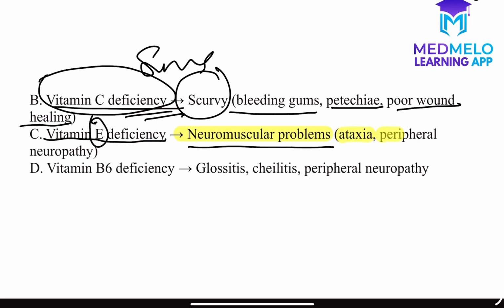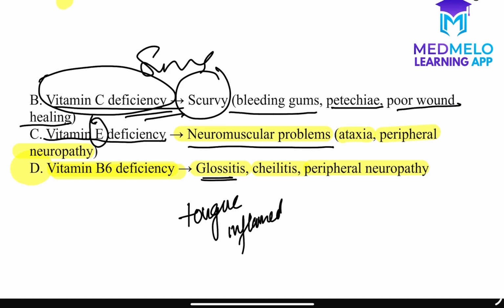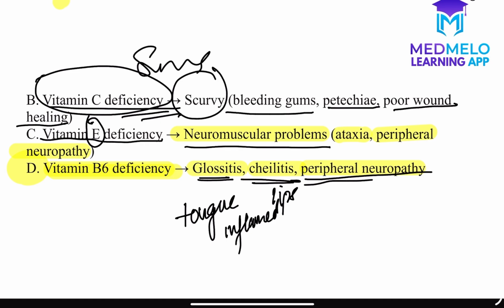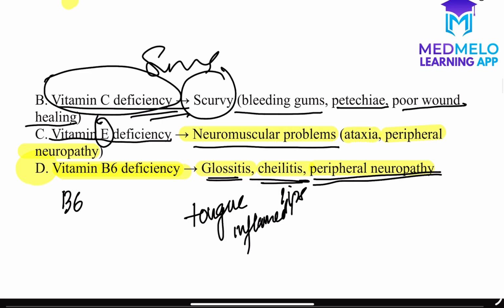Problems like ataxia, peripheral neuropathy, and vitamin C, B6 deficiency. The next D option is vitamin B6 that causes glossitis, cheilitis, peripheral neuropathy. What is glossitis? That is the tongue. Tongue is inflamed. Cheilitis means the lips are inflamed, and B6 causes peripheral neuropathy also. And E causes neuromuscular problems like ataxia and peripheral neuropathy.